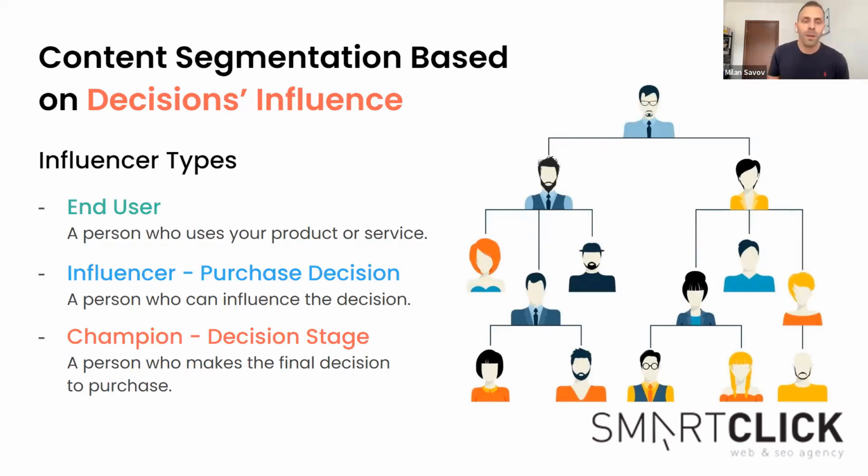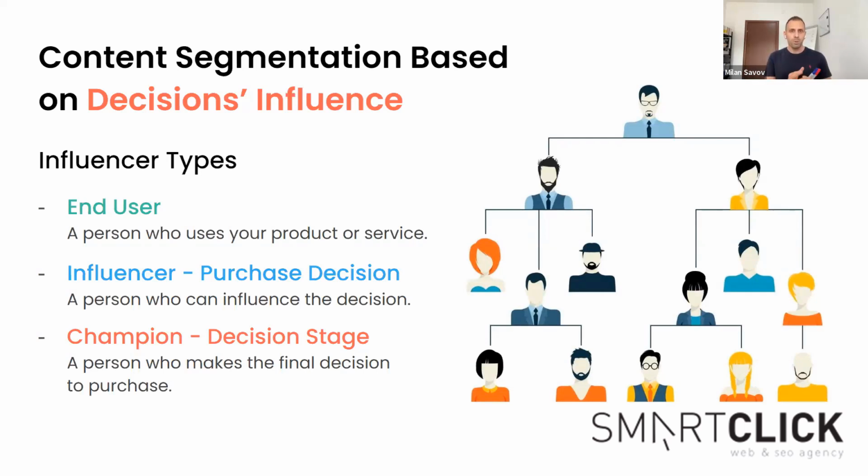of the product. The second type is the purchase decision influencer, a person who just has some influence on the final decision. But that person possesses subject matter expertise and holds significant sway over the process because they contribute their insights and recommendations to guide the champion when they make the final decision.